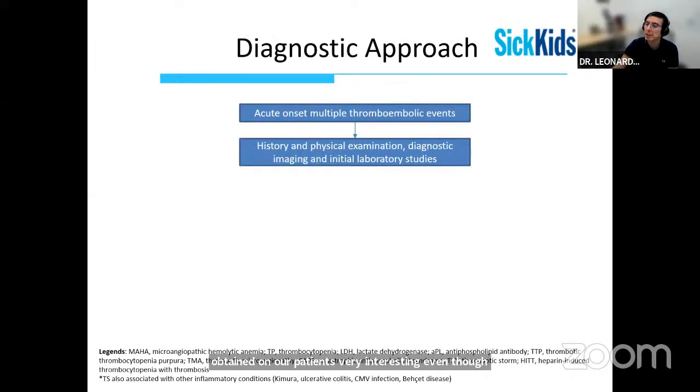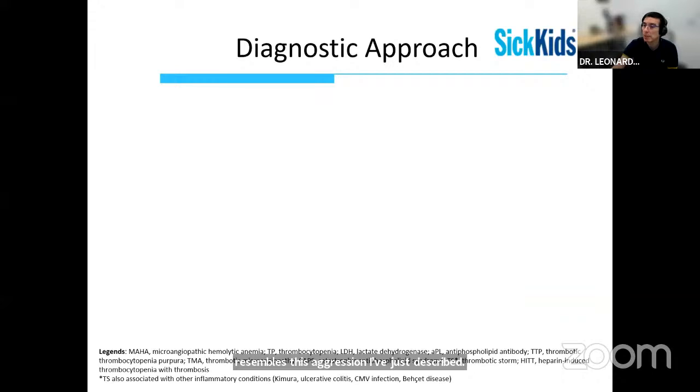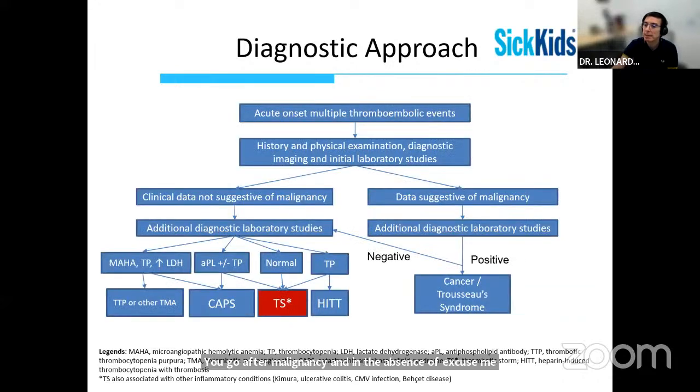A final diagnostic approach: if you have patients whose thrombotic phenotype resembles the presentation I've just described, you go after malignancy. In the absence of malignancy, you check for microangiopathy, lupus anticoagulant antibodies, or thrombocytopenia in a timely association with heparin to suggest HIT, and if not, thrombotic storm is the one that remains.